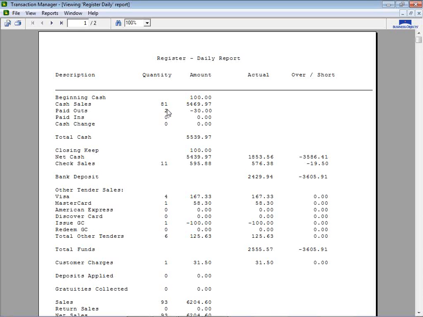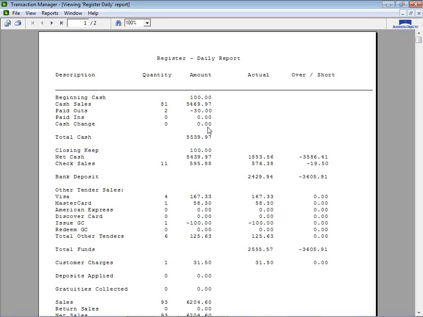During this shift, it's been a pretty busy one. Actually, or this day rather, we've taken 81 cash sales in for 5,400 and something bucks. We did 2 paid outs for $30. Remember, we did one of them just recently. No paid ins, no cash change.